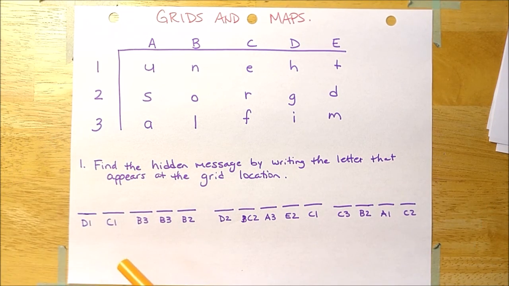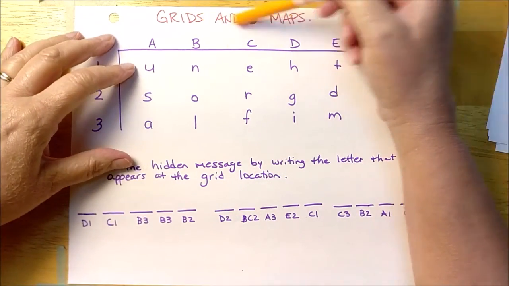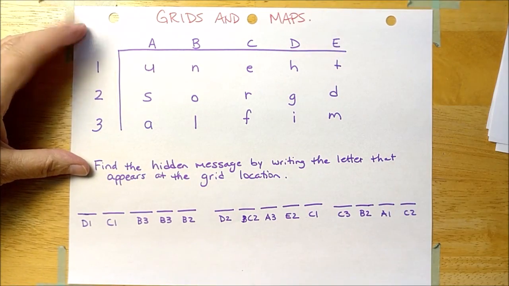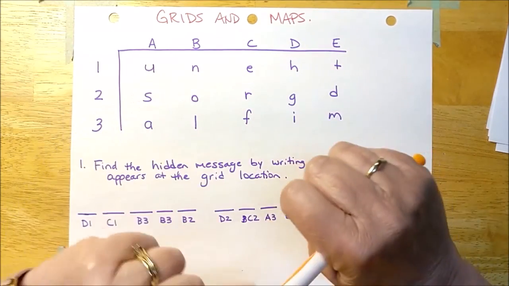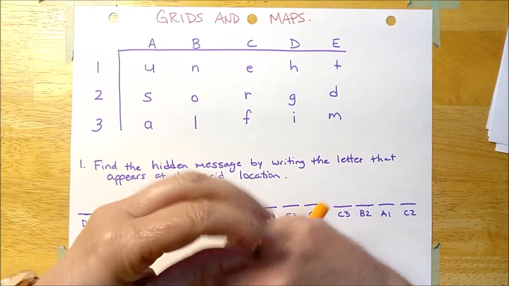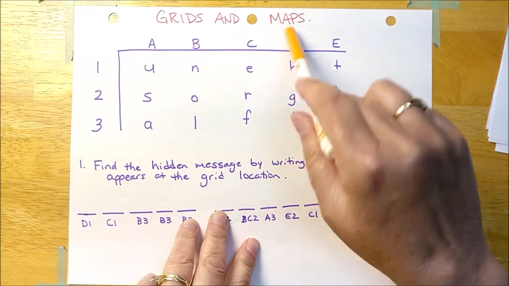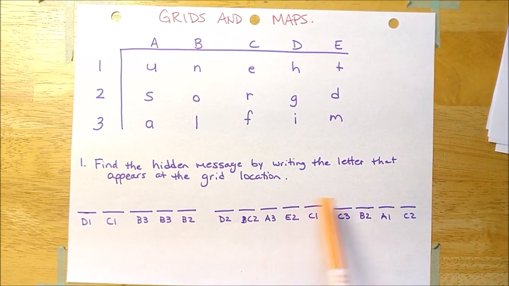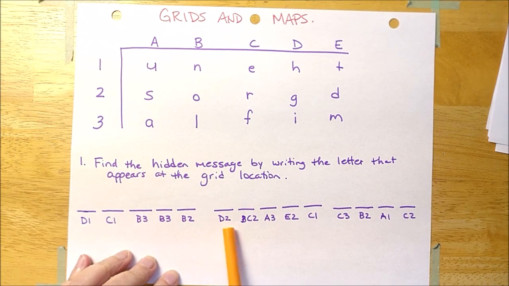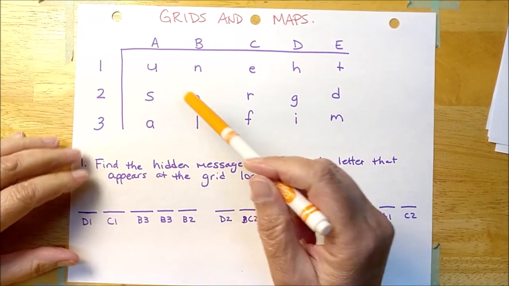So today we have a really fun activity to end our unit on perimeter and area, and this one's called Grids and Maps. So I have made a grid, and my grid is labeled. If you've ever played Battleship, you know how to do grids and maps. So my grid is labeled, this is column A, B, C, D, E, and this is row 1, 2, 3. So I have written you a secret message down here using where these letters are located.